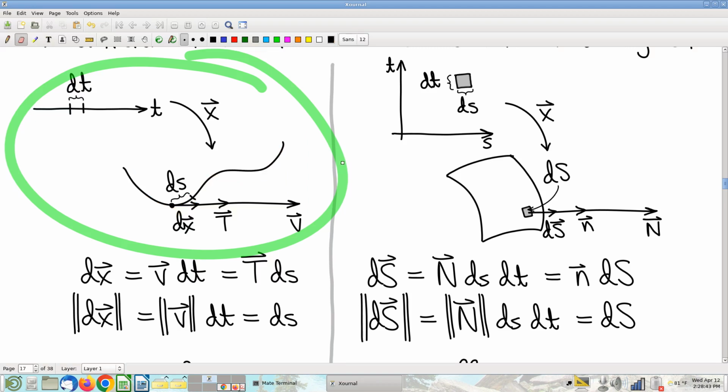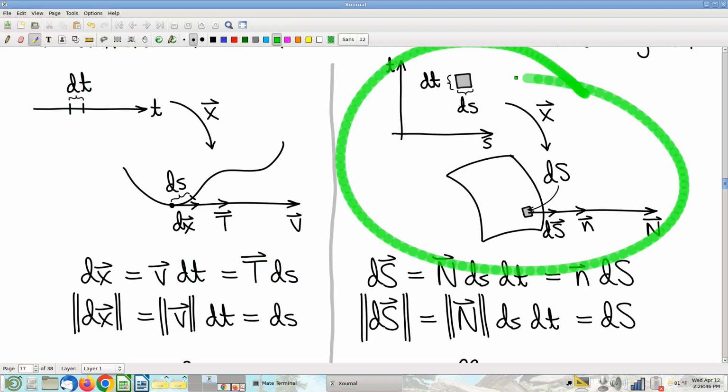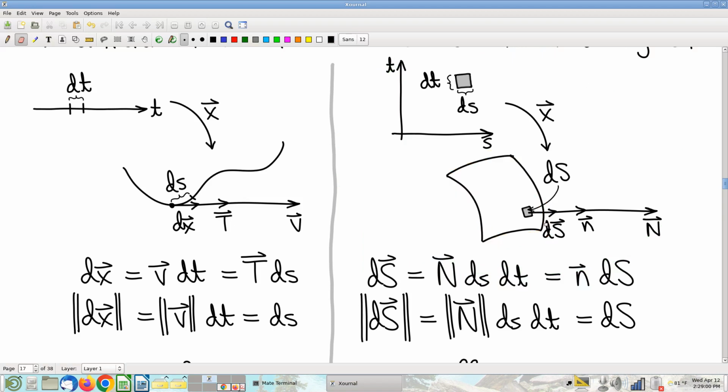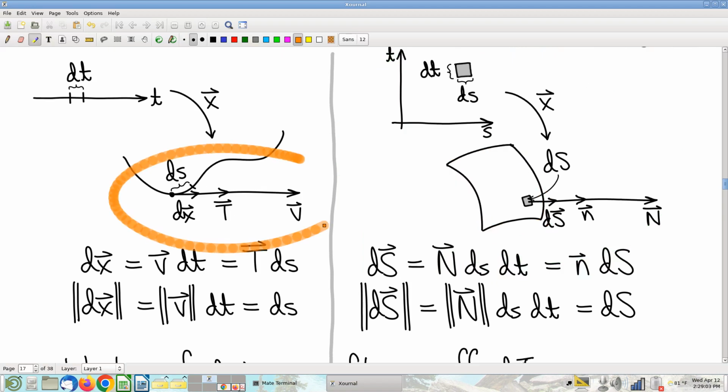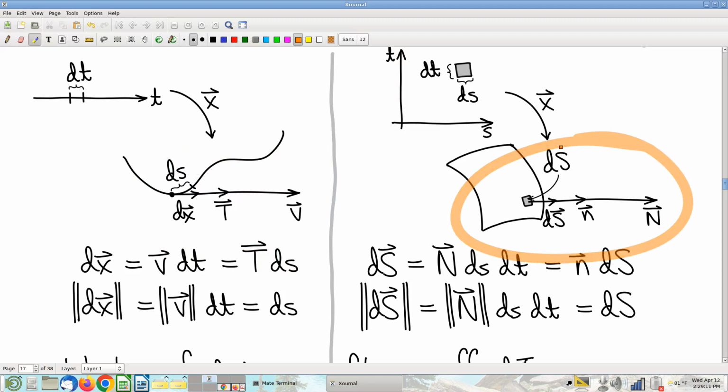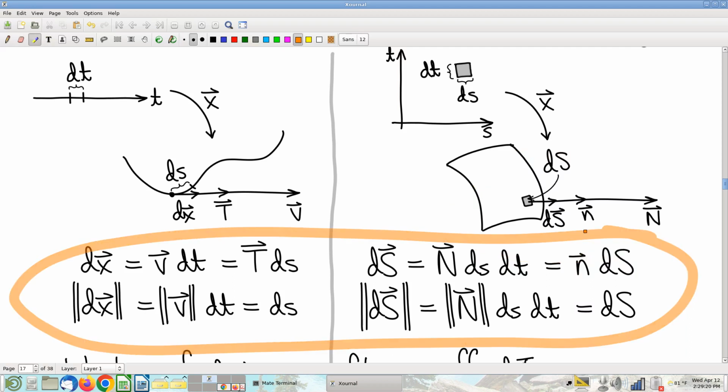Likewise, here's a parameterization of a surface. And again, apologies for the angled drawing. I've got to make it fit on the page. Okay, so here are the participants, the players in the vector line integral game, and here are the players in the vector surface integral game. And here's a bunch of old news relationships between those various players, those various objects.